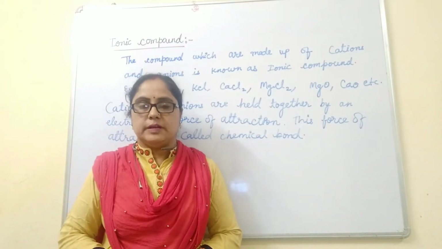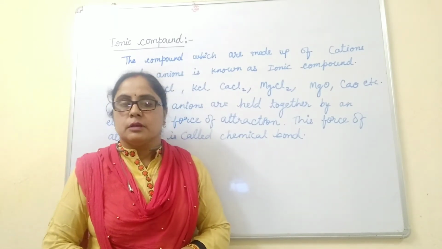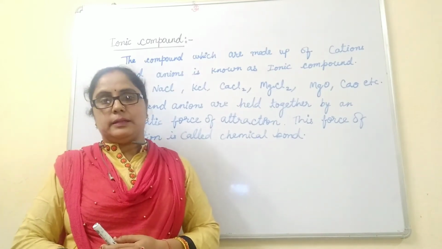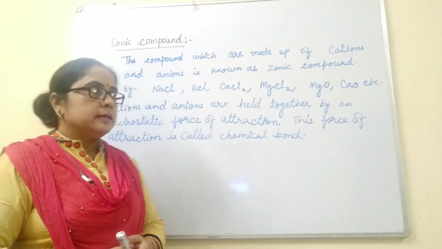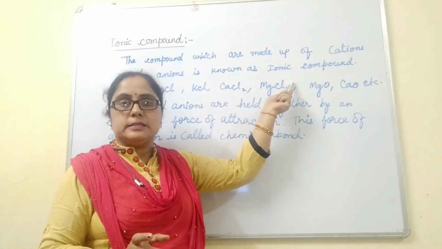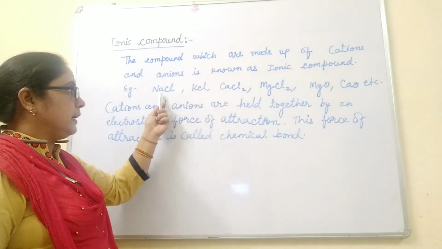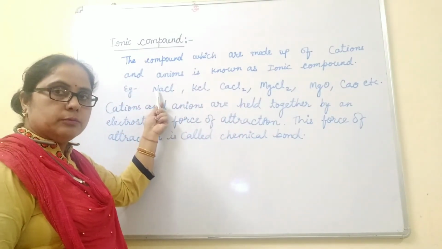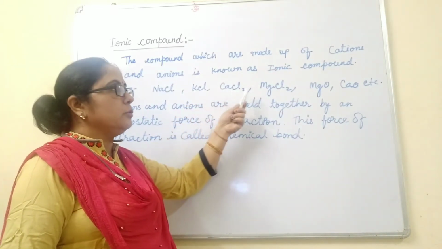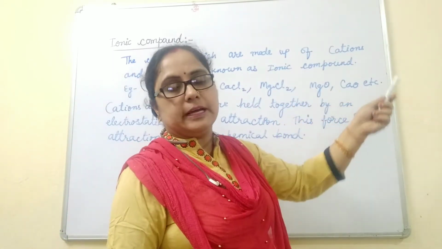Now, we will discuss what an ionic compound is. Ionic compounds are those compounds which are formed when cations and anions are held together by a chemical bond. It means an ionic compound is formed by the combination of cations and anions. Examples of ionic compounds are NaCl (sodium chloride), potassium chloride, calcium chloride (CaCl2), magnesium chloride, magnesium oxide and calcium oxide, etc.